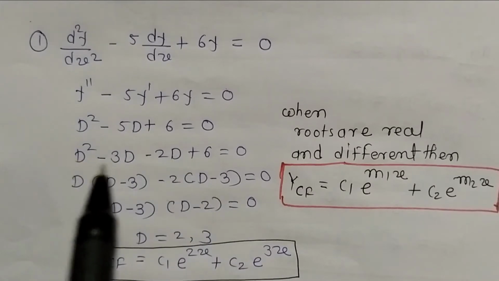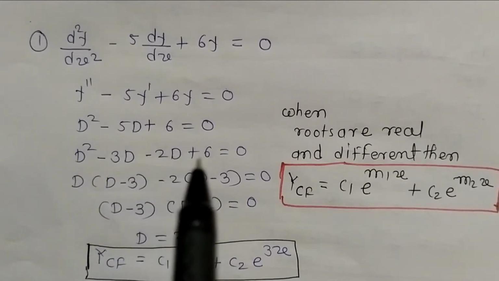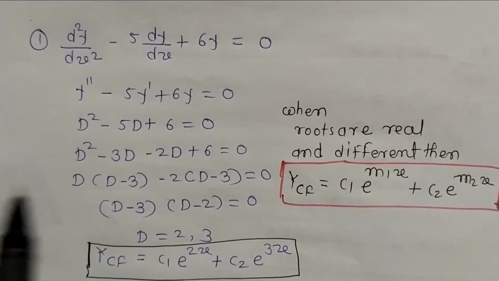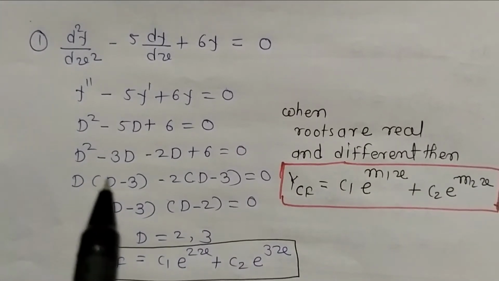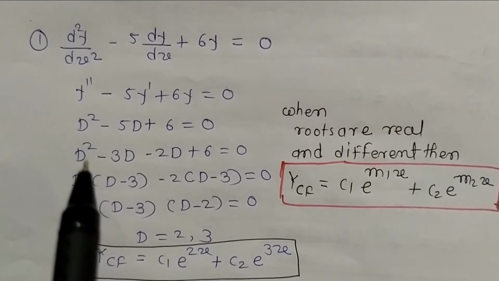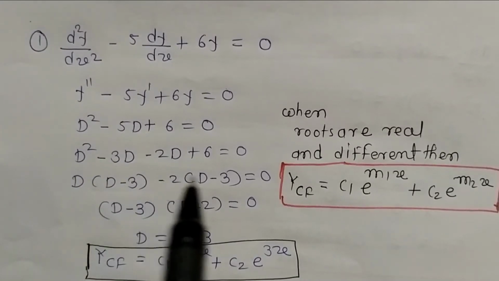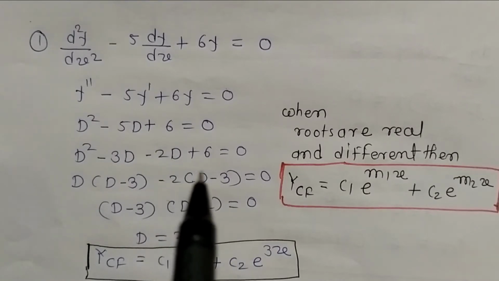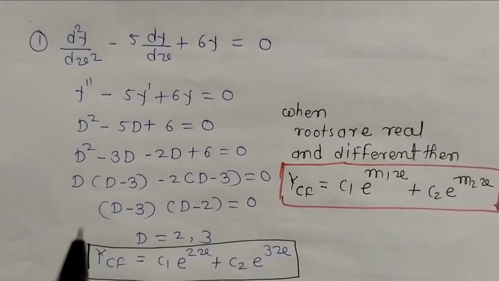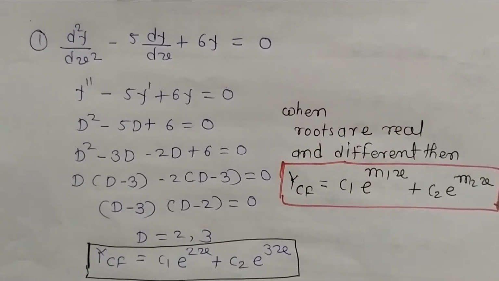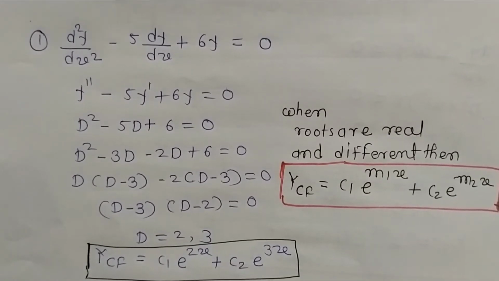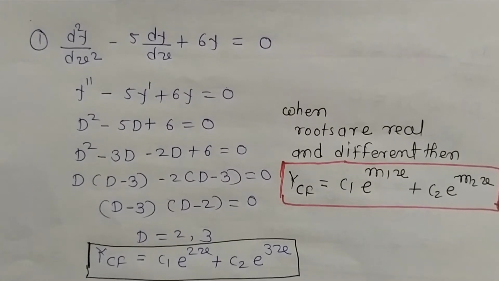So here D² minus 3D minus 2D plus 6 is equal to 0. Taking D common, we get D(D minus 3), and taking minus 2 common from the other two terms, we get minus 2(D minus 3), which is equal to 0. So here (D minus 3)(D minus 2) is equal to 0. Here D is equal to 2, 3. Then the complementary function is y equal to c1 e^(2x) plus c2 e^(3x).